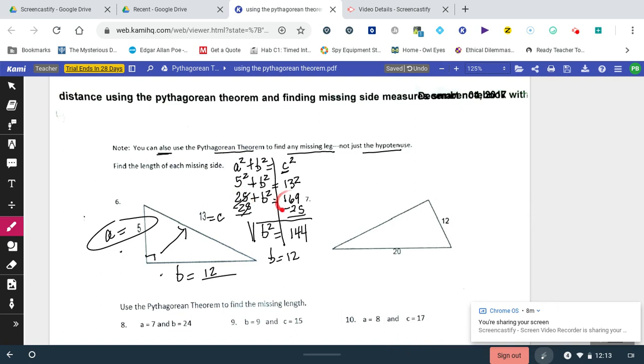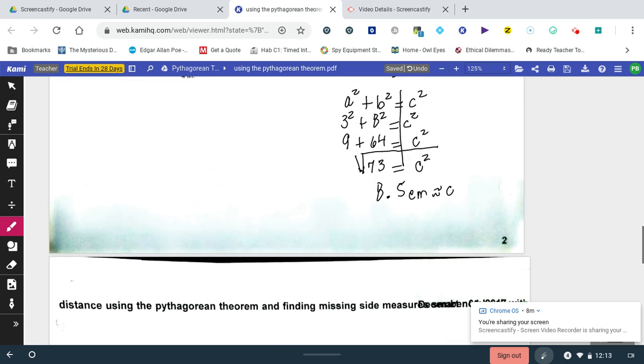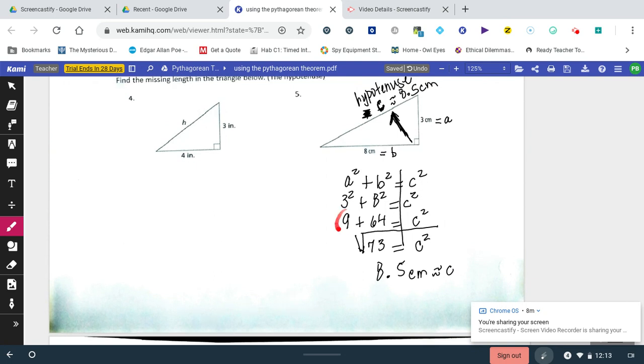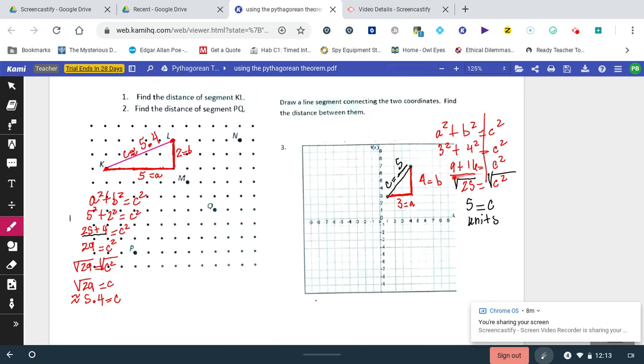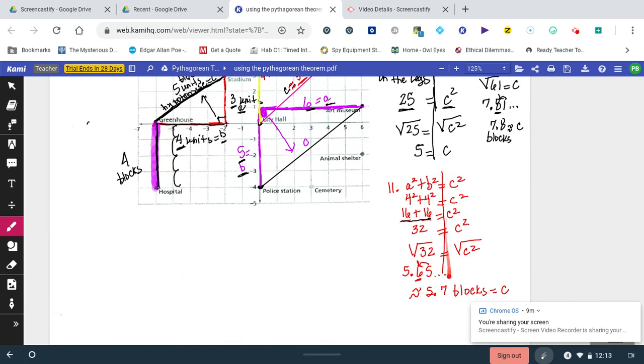All right, so I want you to keep something in mind. Here, the 25 and the 169 were on opposite sides of the line. What did I do? I had to subtract. If you look up here, the 9 and the 64 were on the same side of this line. I added. The 9 and the 16 were on the same side of this line. What did I do? I added. Over here, the 24 and the 5 were on the same side of the equal sign. What did I do? I added. Here, the 16 and the 16 were on the same side of this line. What did I do? I added.